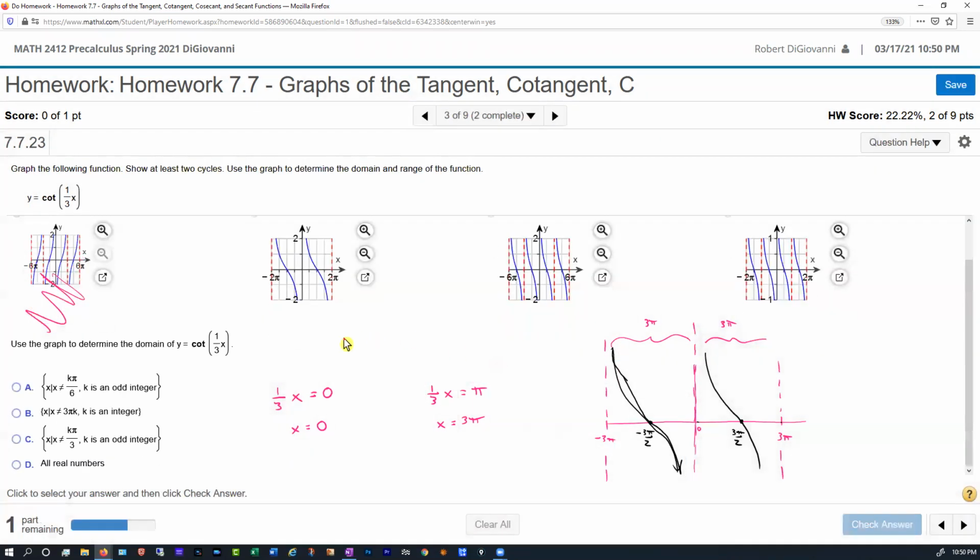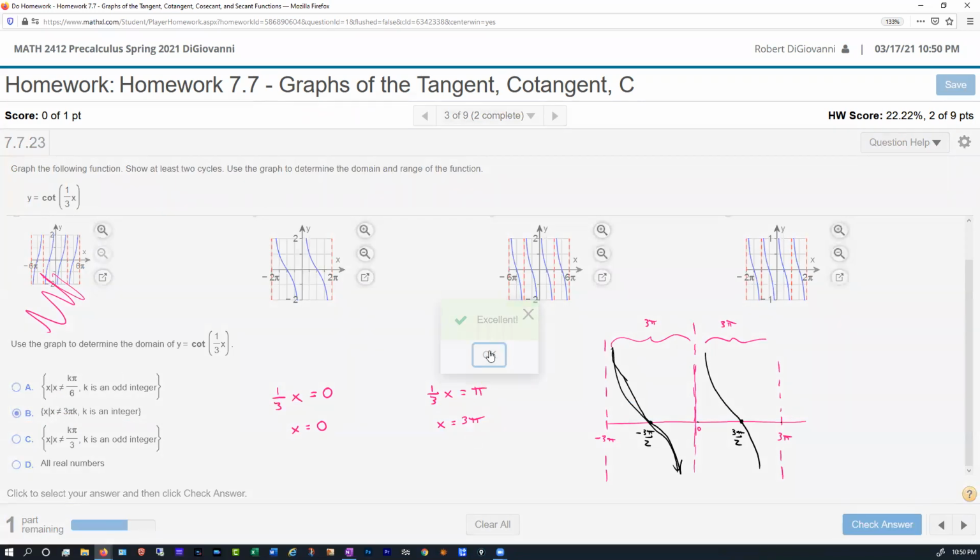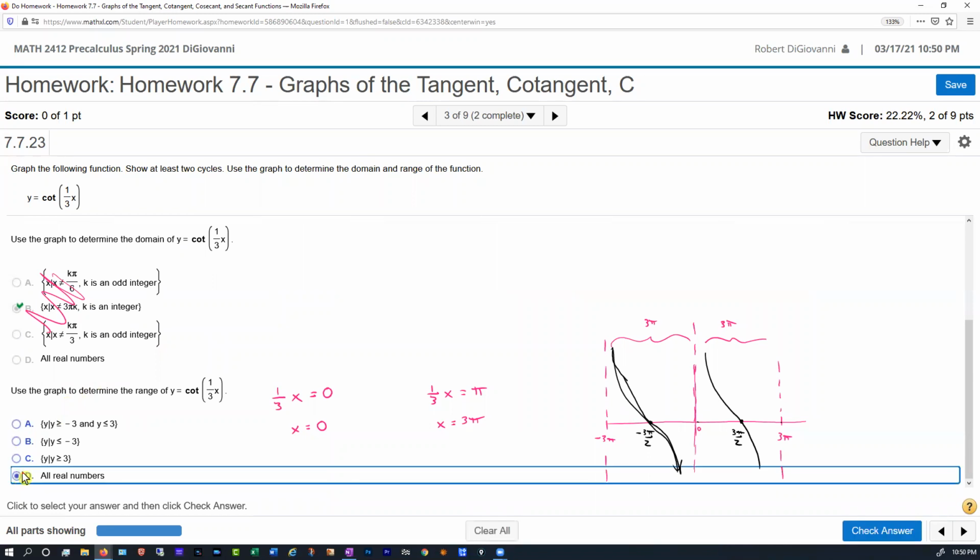Okay, now we want to know the domain. So it's everything except for multiples of 3 pi. So that should be this option right here, all multiples of 3 pi. And then the range should be everything again because it's a cotangent function.